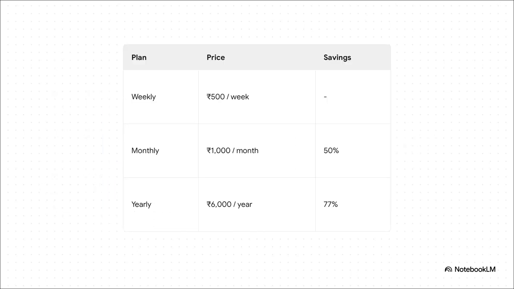And here are those same numbers laid out in a table. The monthly plan saves you a whopping 50%, but the yearly plan is the real game changer with a 77% savings compared to paying week by week. It's also important to note that all these prices include taxes, and the payments are all handled securely through UPI.